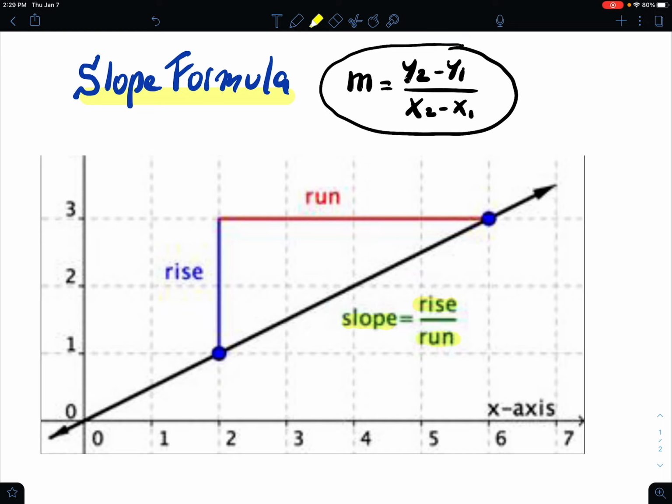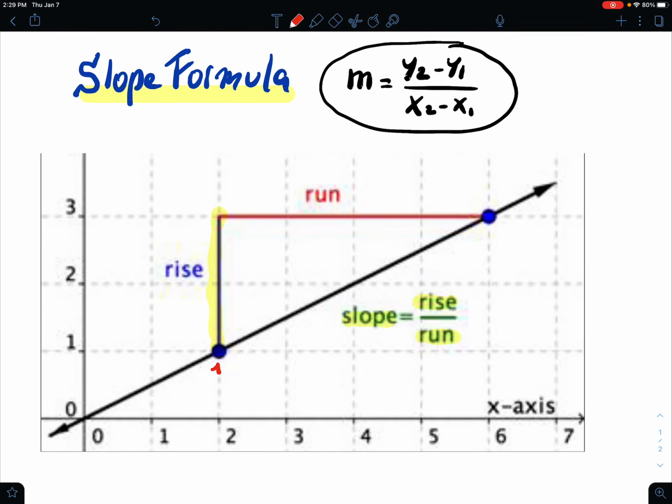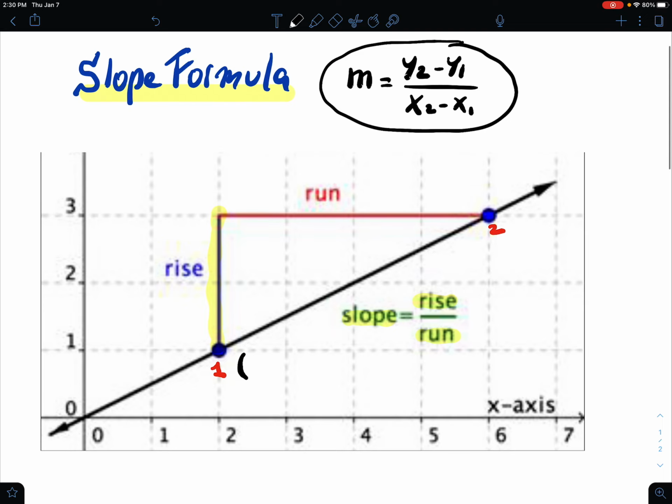So how do I figure out the rise? The rise is right over here. Well, let's say that our point here, we're going to call this point 1. We're going to call this point 2. We could have done the other way around too. But if this is point 1, then the coordinates of point 1 are 2 across and 1 up. The coordinates for point 2 are 6 across and 3 up.